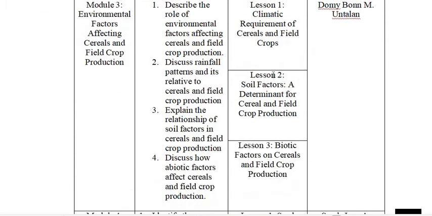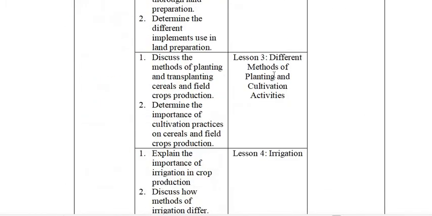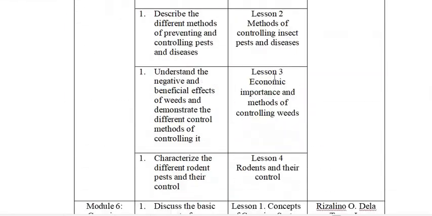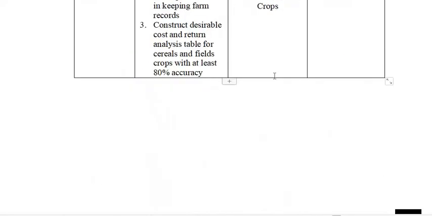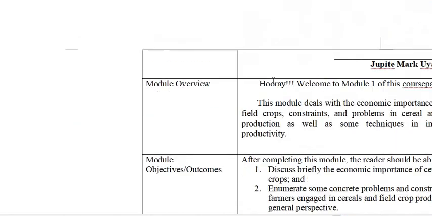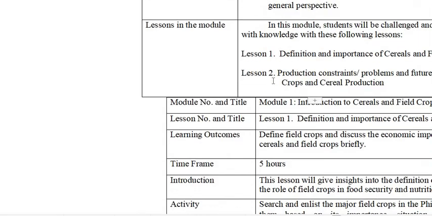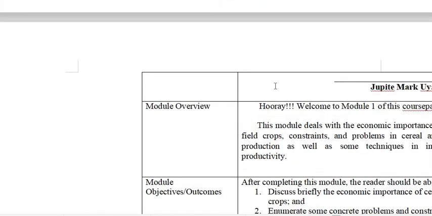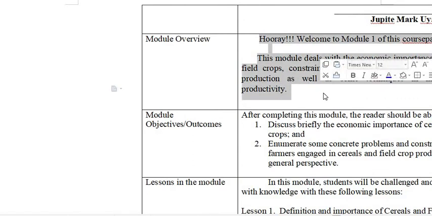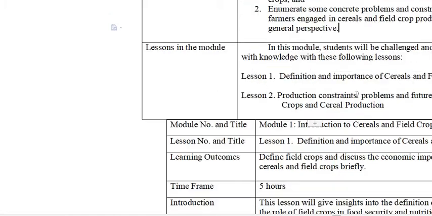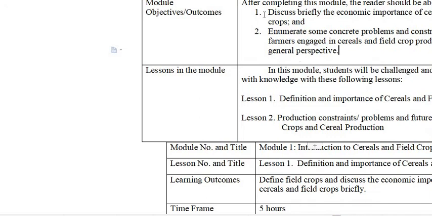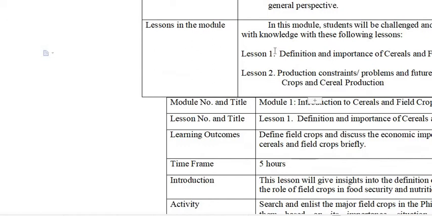Let's scroll down so we can go through it one by one. Please bear with me. As you can see, this is Module 1. It has an overview of the module, then the objective of the module, what you will learn in lessons 1 and 2, then the module objectives and the two lessons in the module.